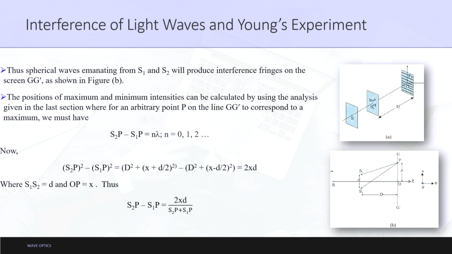Thus spherical waves emanating from S1 and S2 will produce interference fringes on the screen GG dash. So this is the screen GG dash here. Thus spherical waves emanating from S1 and S2 will produce interference fringes on the screen GG dash, as shown in figure B. This is the figure being talked about here.